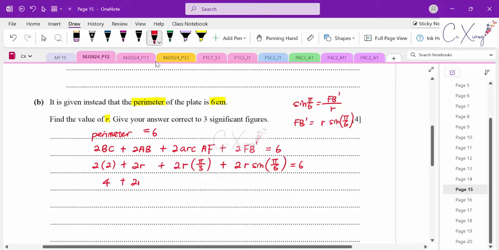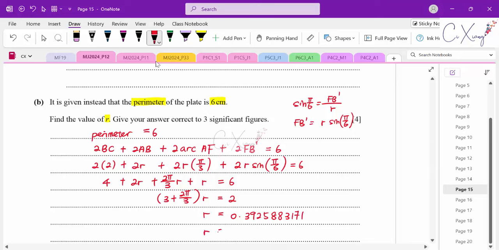So try to simplify them. Sine pi over 6 is basically half, half times 2, you get an R, then equals 6. From here, what I try to do is group all the R together and factorize out the R. Therefore, I bring it over, become 6 minus 4, I get a 2. So R divided by this bracket here, you'll get a long answer. And R equals 0.393.